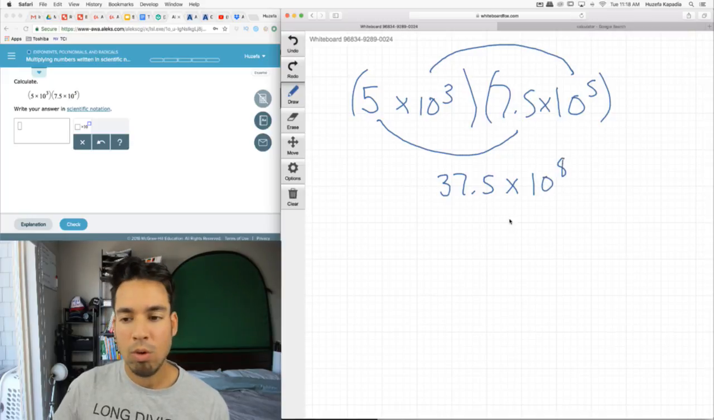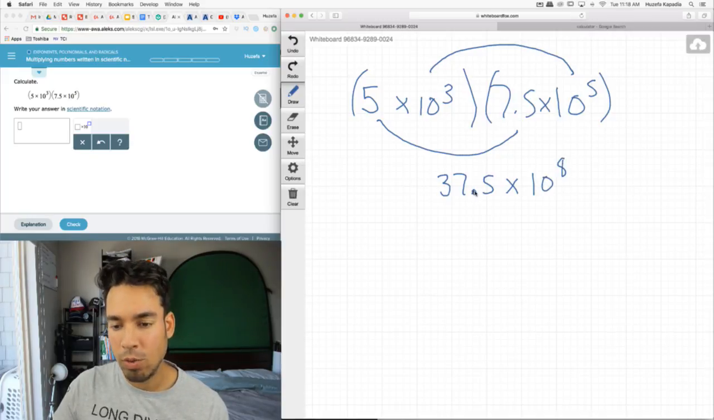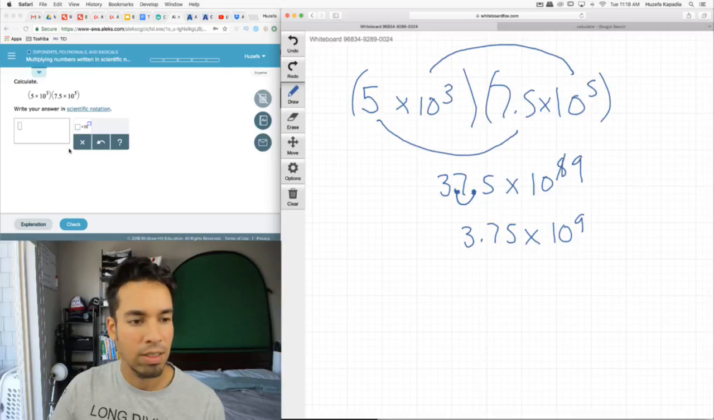Now we're almost there, but remember in scientific notation, we don't want to have 2 numbers to the left of the decimal. We only want 1 number to the left of the decimal. So I'm going to move the decimal 1 spot over. Since I'm making this number smaller, the exponent gets bigger by 1. So it becomes 3.75 times 10 to the 9th.